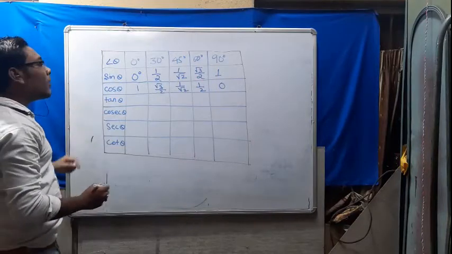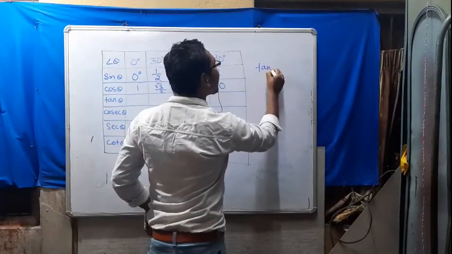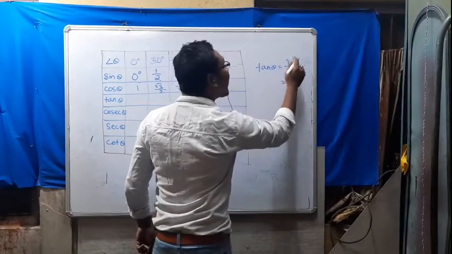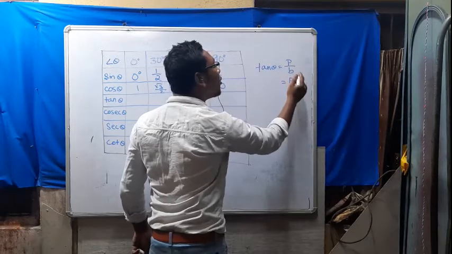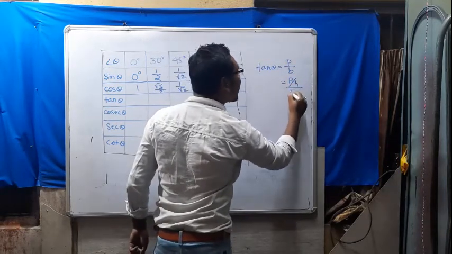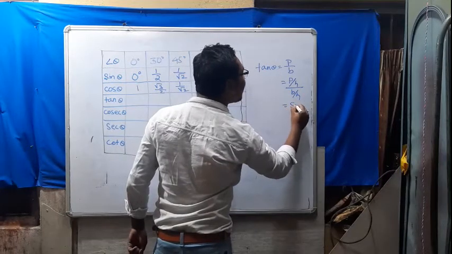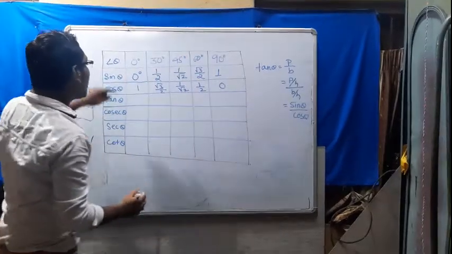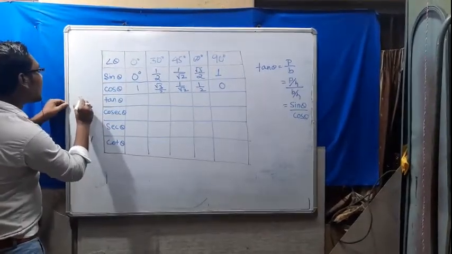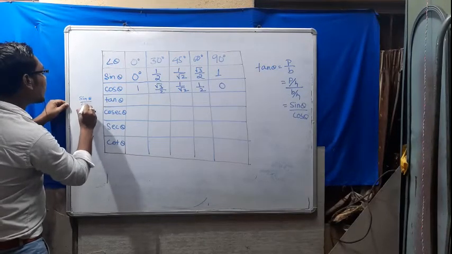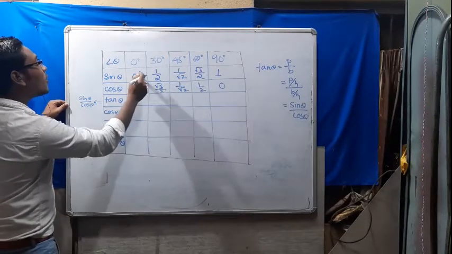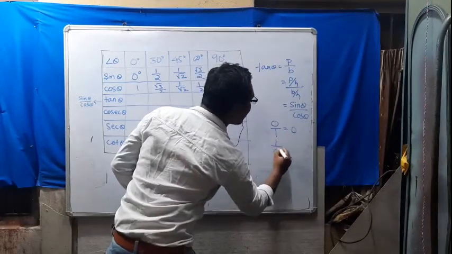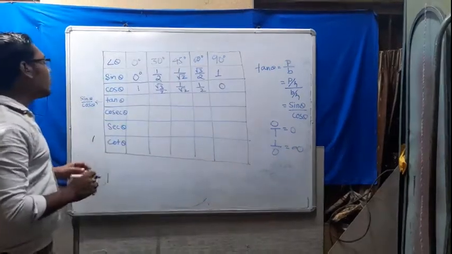Tan theta is equal to what I told you yesterday. Tan theta is equal to P upon B. I can divide both numerator and denominator by hypotenuse, P by H and B by H. So P by H becomes sin theta and B by H becomes cos theta. So tan theta is equal to sin theta by cos theta. So 0 by 1, and always remember 0 by 1 is equal to 0 and 1 by 0 is equal to infinity. This much you are required.